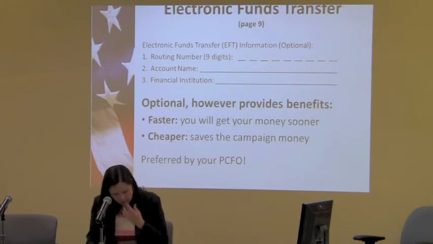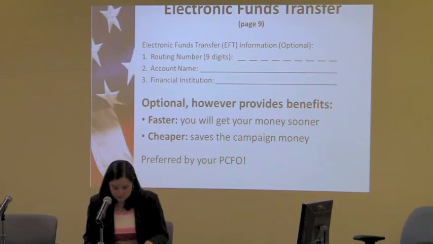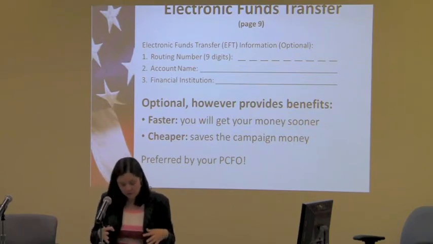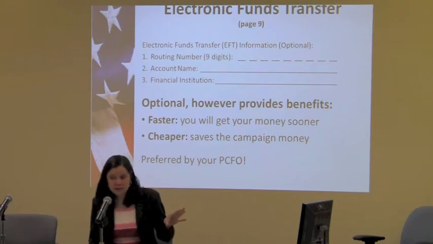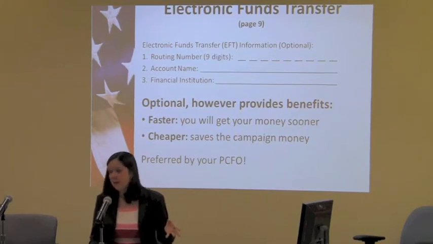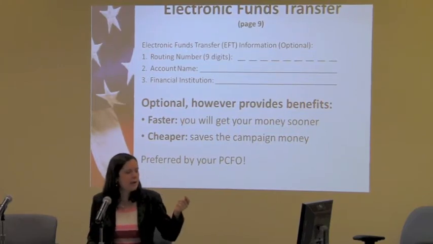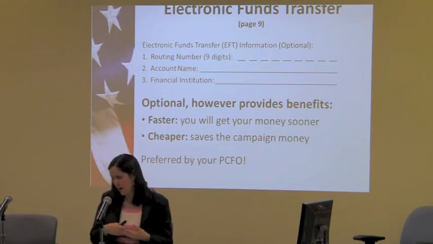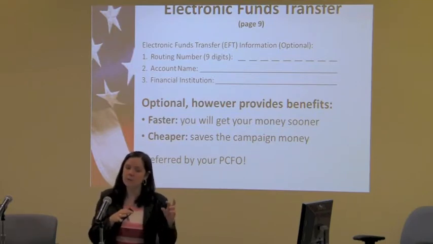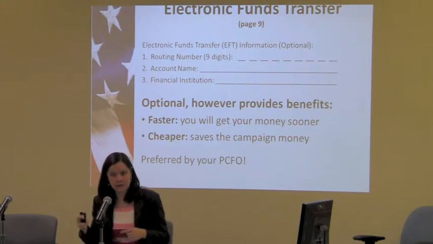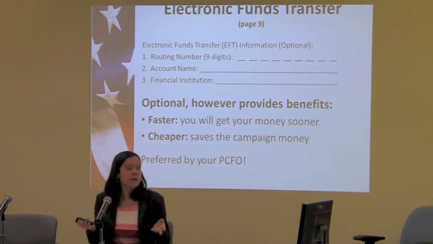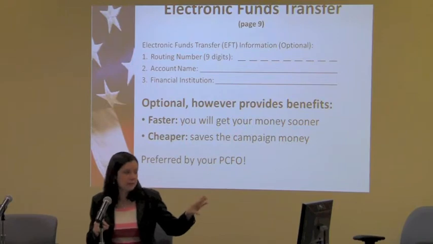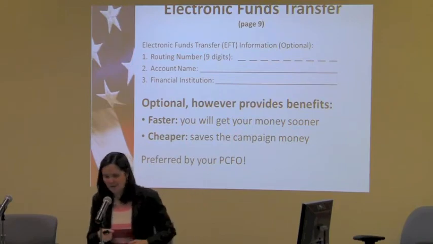Electronic funds transfer. This is at the very bottom of page 9 of the very first page of the application. Electronic funds transfer is where you give us your bank routing number and we can put the money directly into your bank account. There are some real advantages to this. It's faster. You're going to get your money faster because it takes us less time to process it and it goes right into your bank. It's also cheaper. It saves the campaign money if we don't have to write a check out. And you have to remember that the cost of running this campaign comes out of what's raised. So the more efficiently we can run this campaign, the more money actually goes to the charities. So in any case where you can give us an EFT number, please do.